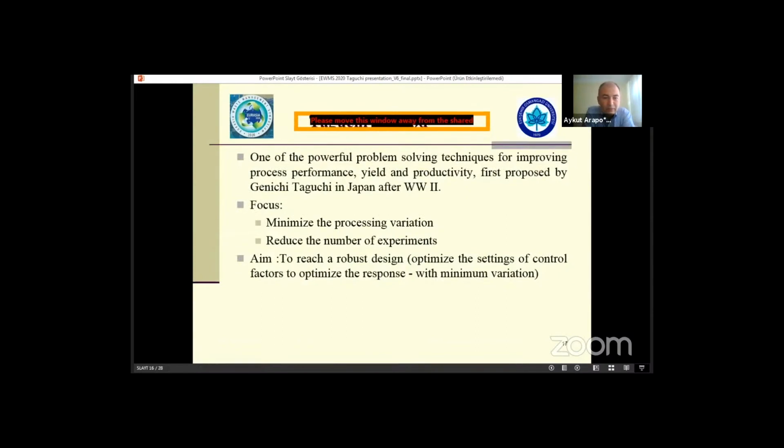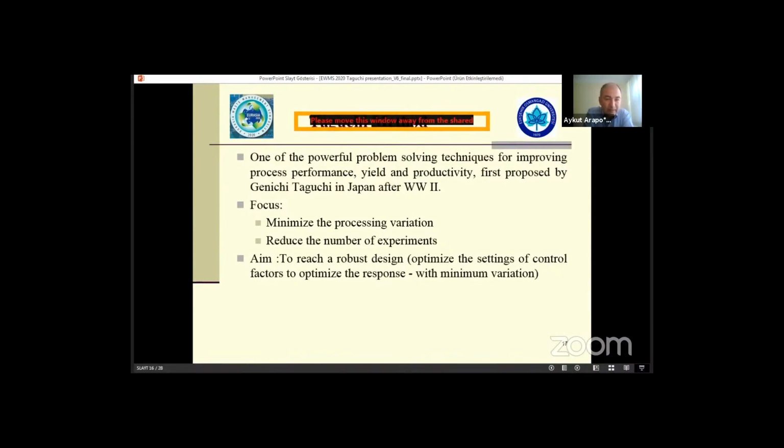Here, I'll talk about the Taguchi method. This is one of the powerful problem-solving techniques for improving process performance, yield, and productivity. It was first proposed by the Japanese engineer Taguchi after World War II. The focus of the Taguchi method is to minimize the processing variation. The variation in the process is something that we do not want to see.